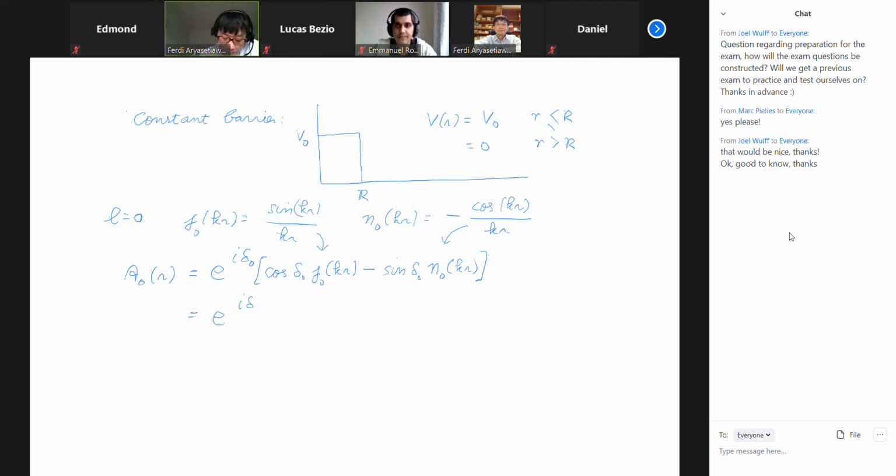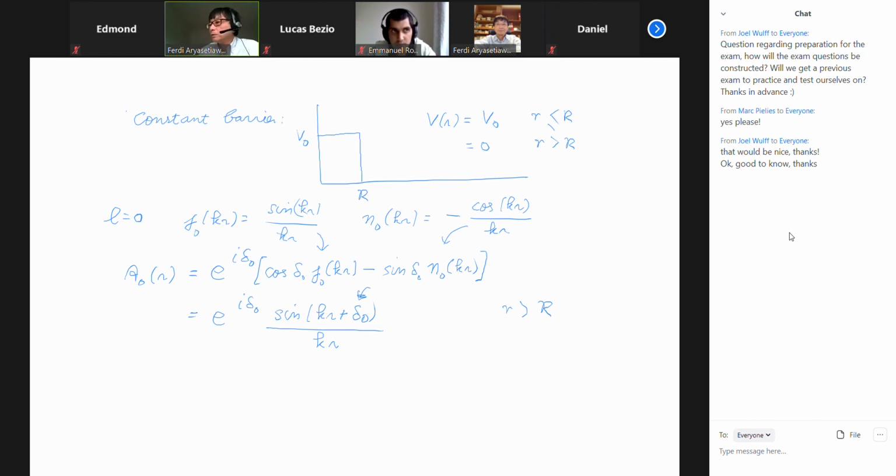sine of kr plus delta 0, divided by kr. So this is a solution for r bigger than capital R. That's the outside solution. Again, we see this phase. It shifts the component, the wave function, the partial wave, by that amount, delta 0. So that's why it's called the phase shift. It simply shifts the partial waves. So that's a nice, simple physical interpretation. So that's the solution outside.